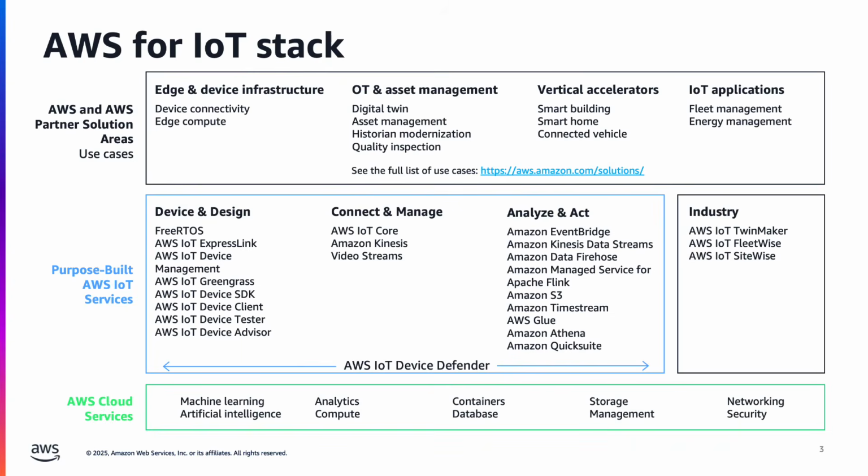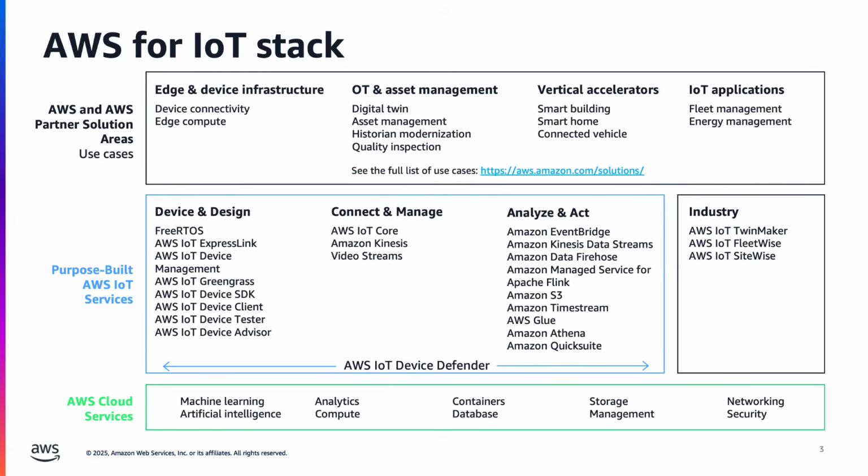Here is the AWS IoT Stack. At the bottom of the slide, we have our AWS Cloud services. These would be our core services in compute, storage, databases, and more. In the middle, we have our purpose-built AWS IoT services. For purpose-built IoT services, we have three base categories to help customers design for IoT, connect and manage their IoT applications, and analyze and act on data.